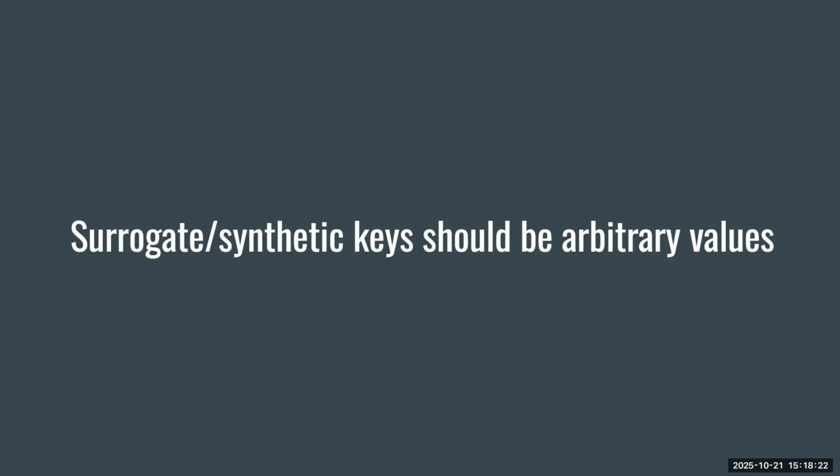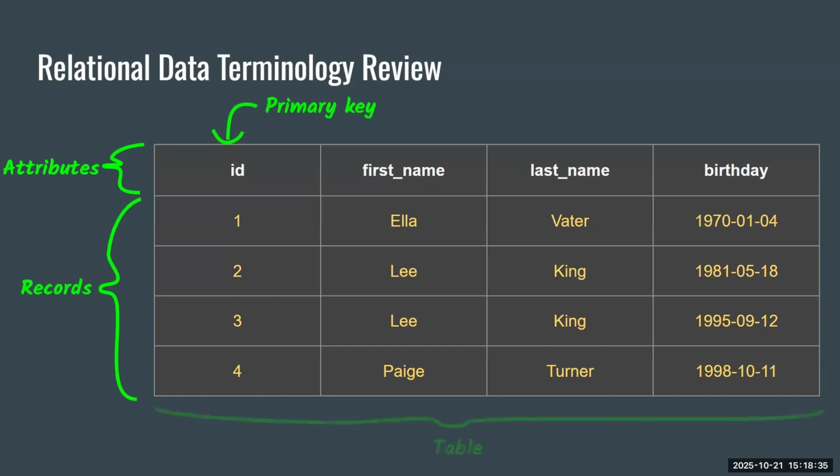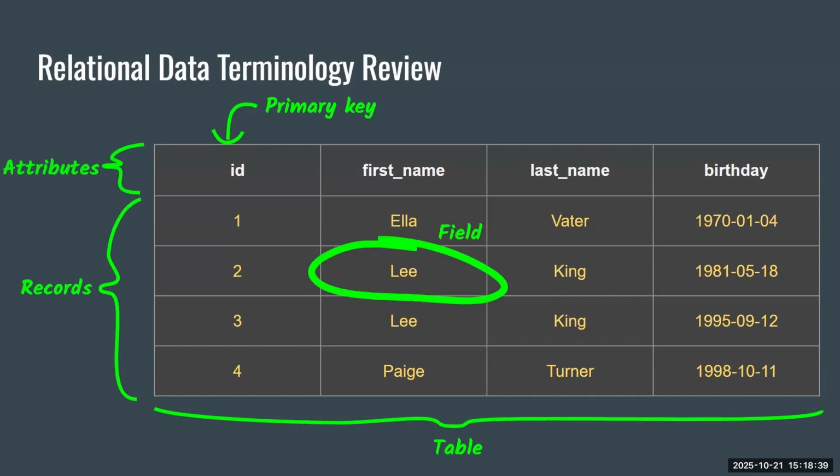All right, so let's review what we've learned so far, and then I'll take questions if there are any. So terminology review: attributes, records, primary key, table, and field. All right. Any questions so far? Any questions on that? Okay, let's move on then.